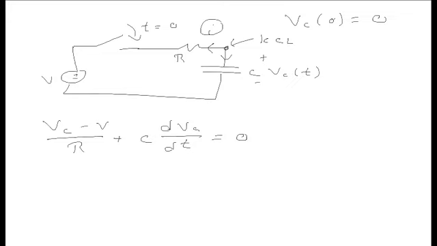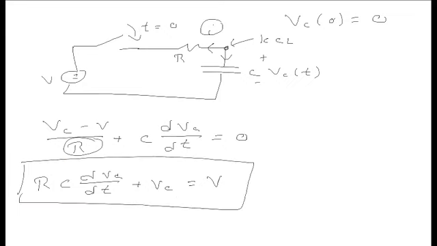I'm going to rearrange this because we're going to need the rearrangement later. Simply multiply by R. And what I end up with is RC dVc by dt plus Vc, and put V on the other side. So this is an equation we're going to be working with. Once again, I'm going to leave the details to a math class. However, because we have this added input, Vc of t will actually have a different form.